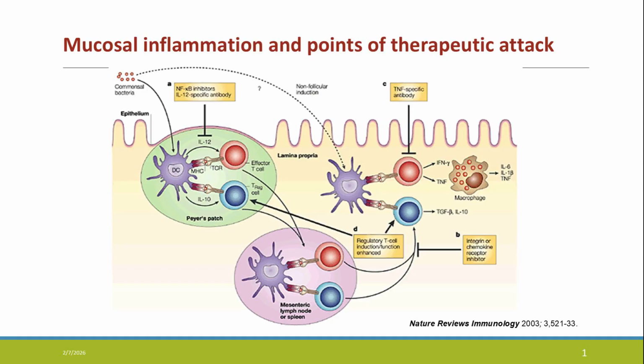B. The traffic of effector cells into the lamina propria can be blocked by inhibitors or monoclonal antibodies specific for integrins or chemokine receptors involved in homing. C. Tumor necrosis factor expressed on the surface of effector cells can be cross-linked by antibodies specific for TNF, leading to apoptosis of effector cells. D. Regulatory T-cell induction or function could be enhanced so as to counteract effector T-cell function. This can be achieved by the delivery of vectors encoding regulatory cytokines.